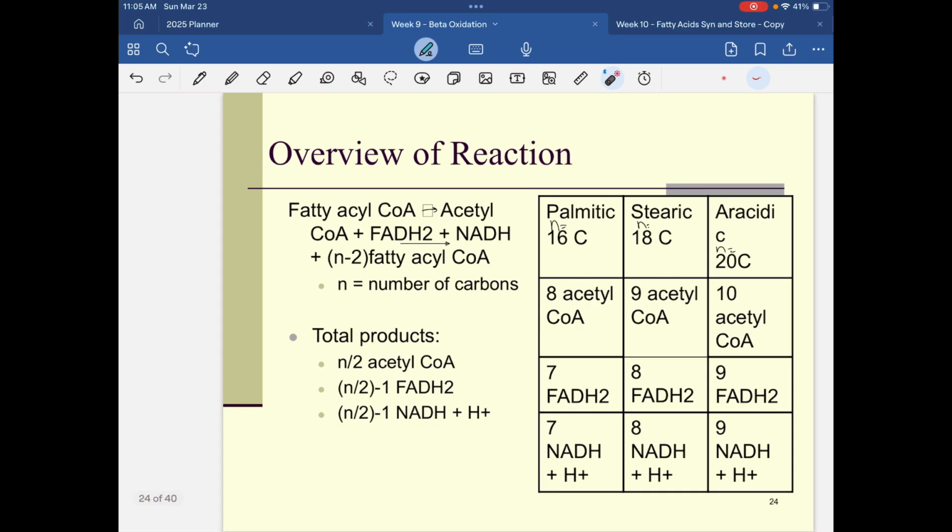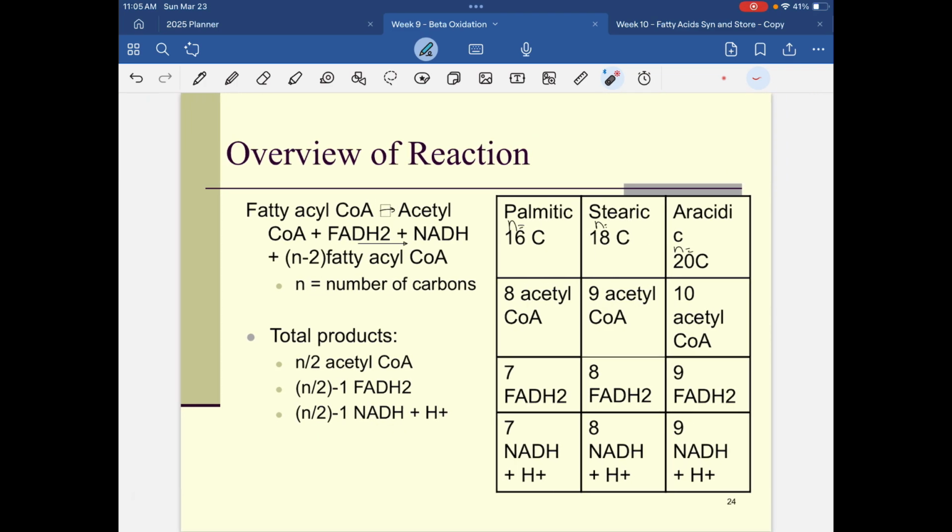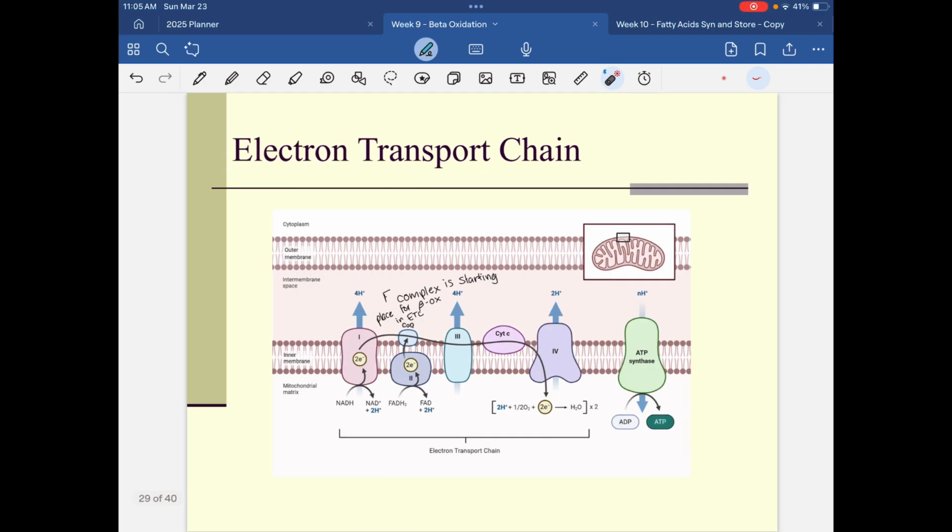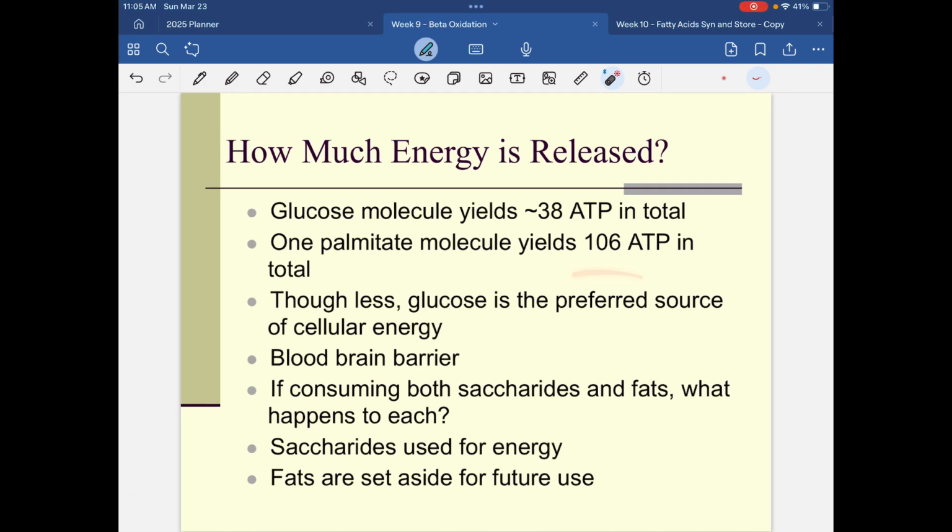So let's go back to here. Palmitate, it's almost the same thing as palmitic acid. So from a 16 carbon fatty acid, I produced 106 ATP. This is comparing it to a glucose molecule. That has 6 carbons. If we break down glucose, we go through the TCA and the ETC for one glucose molecule. I'm only getting about 38 ATP depending on the source that you cite. This is a huge difference.